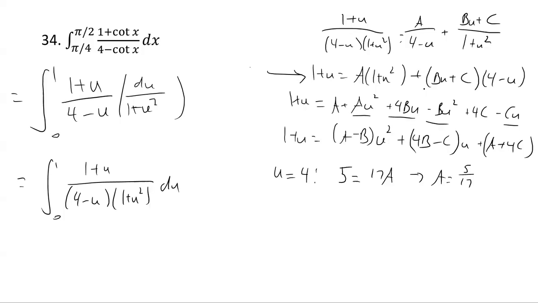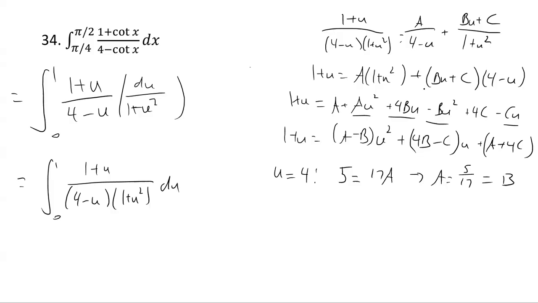Now, if we match coefficients, there's no u squared term on the left, so a minus b must be 0. Since a is 5 over 17, b must be 5 over 17 as well.